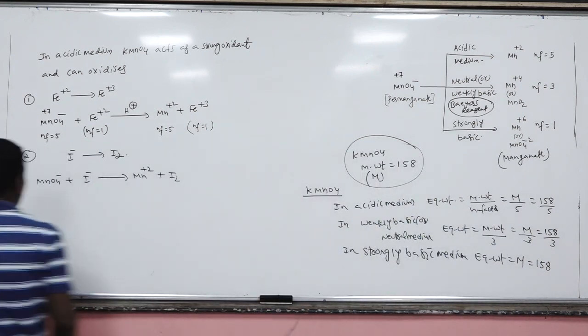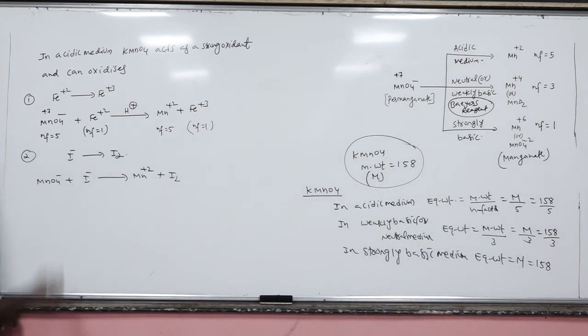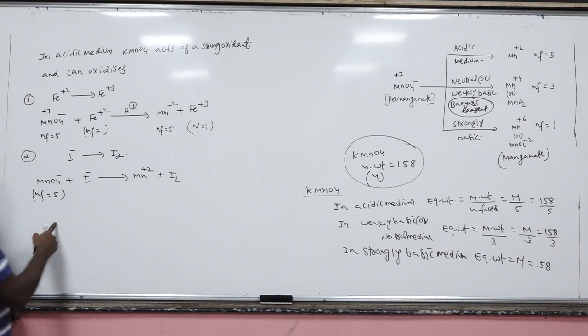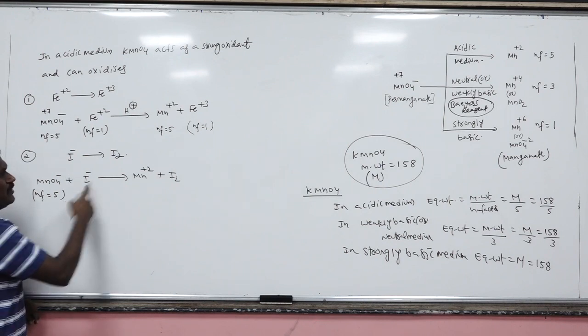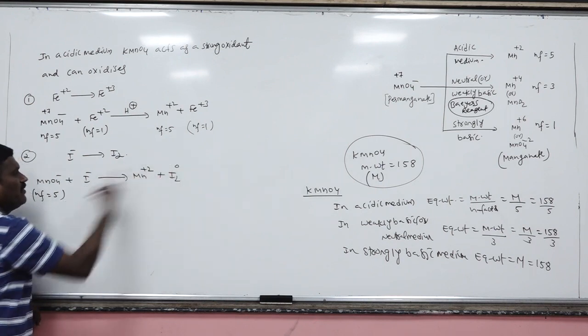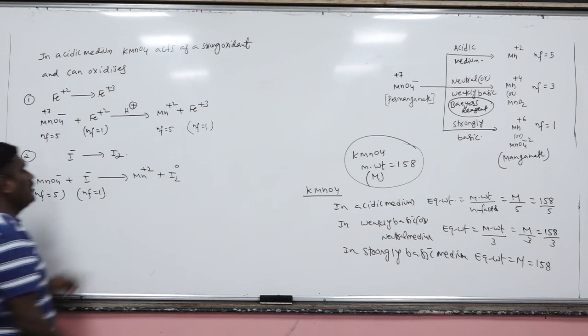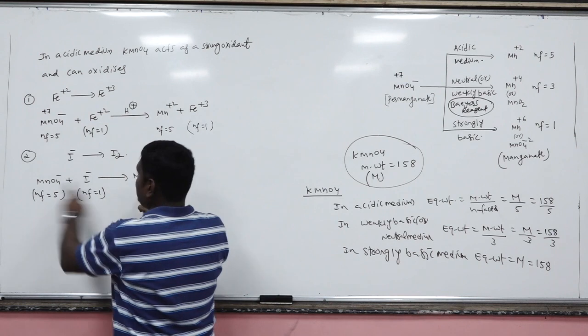Okay. Now come to N factor. What is the N factor here? 5, because plus 7 goes to plus 2. Now minus 1 goes to 0. The change is 1. Only one iodine atom, so the N factor is 1. Now come to here. Plus 2 changes to plus 7.